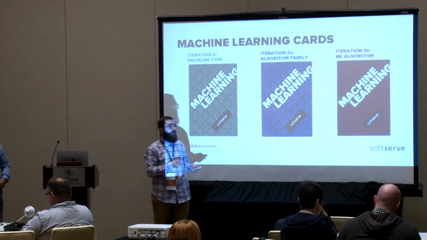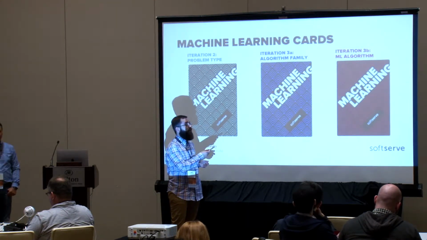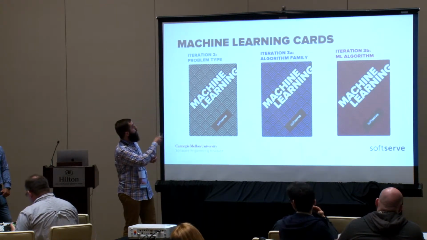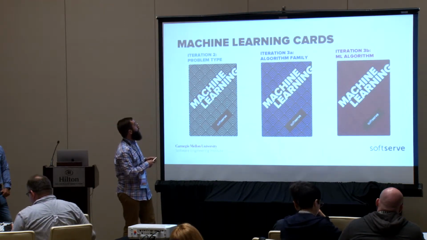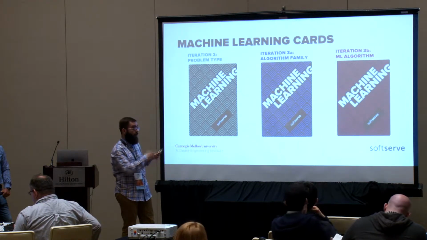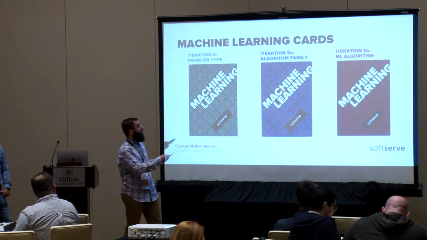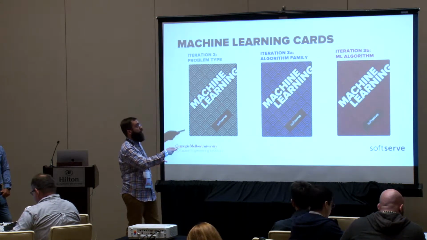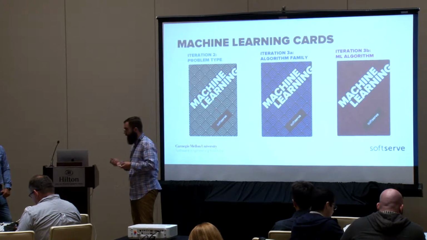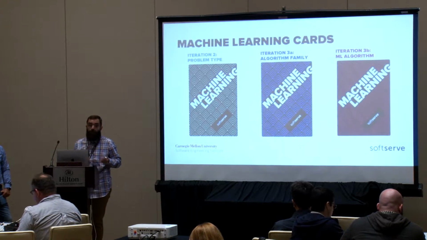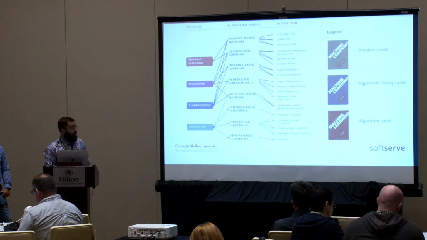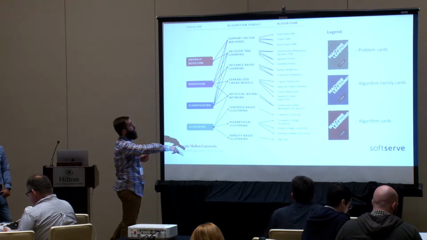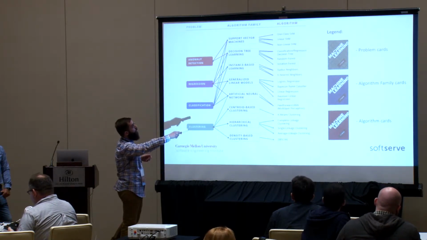And the last one is the actual algorithm. That's the card that we're going to use for our practical exercise. We have 2 more iterations. We will try to select the best problem type for our challenge. We'll try to select either 1 or 2, I would prefer 2, algorithm families and 2 algorithms from those families. And then we'll test them and see whether we were right or not with our choice. So here is the structure once again: 4 problem types, 8 algorithm families, and a bunch of algorithms that belong to each family.